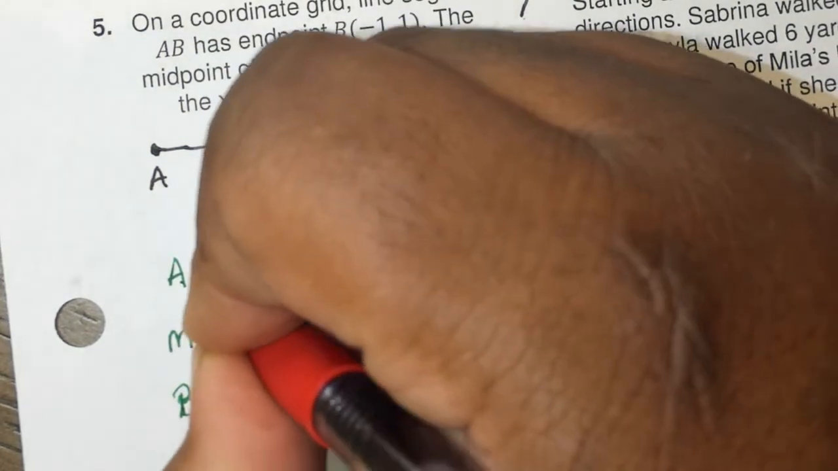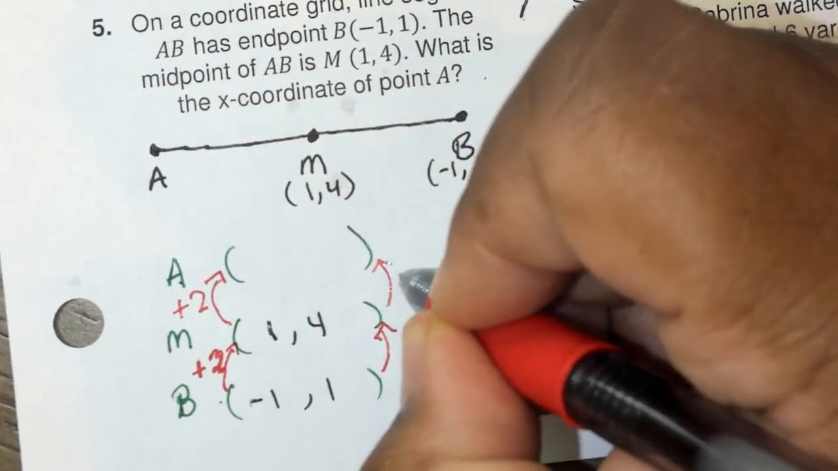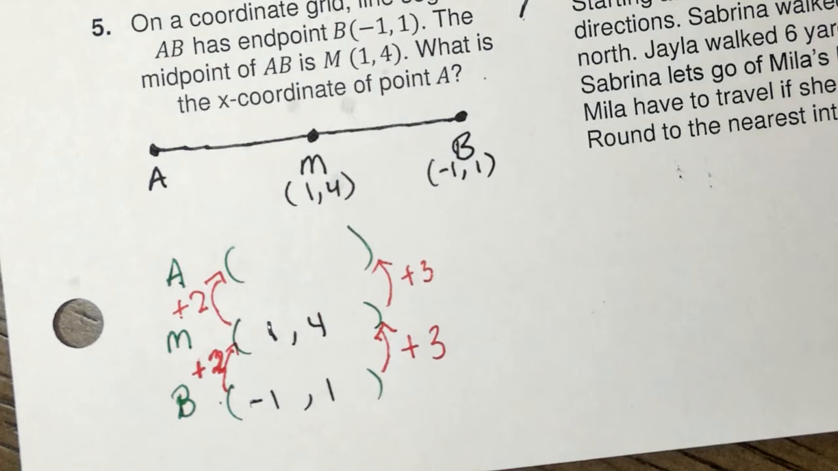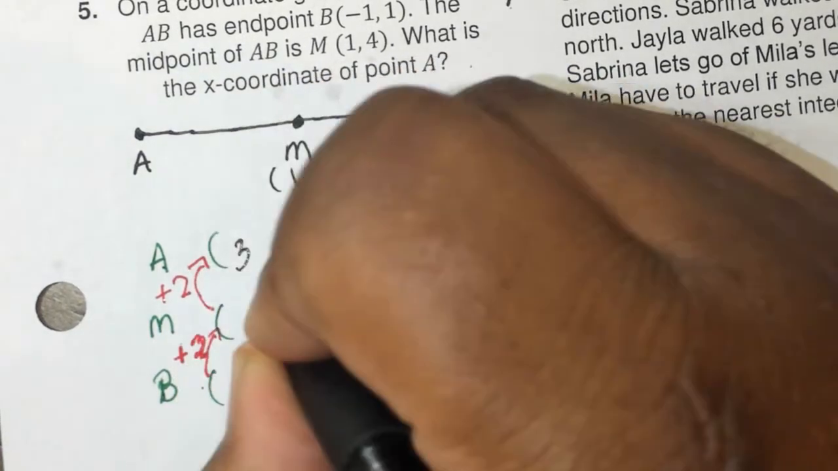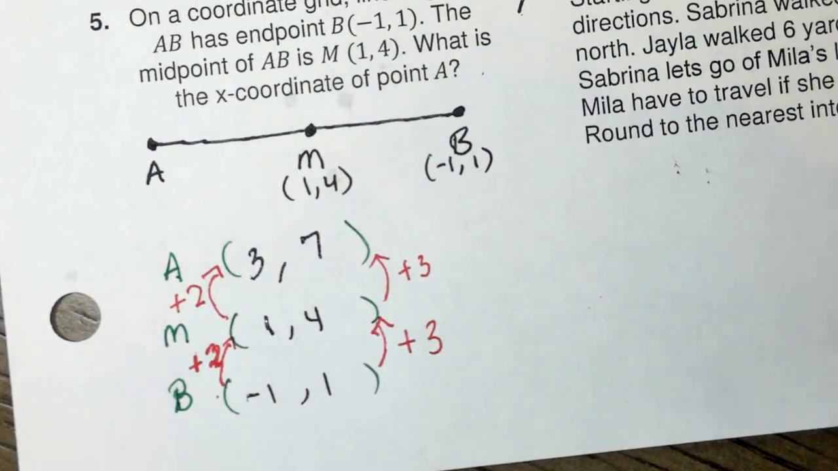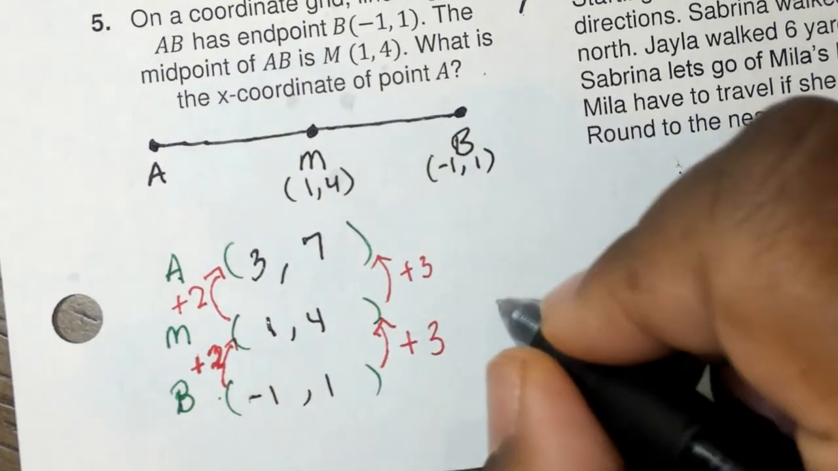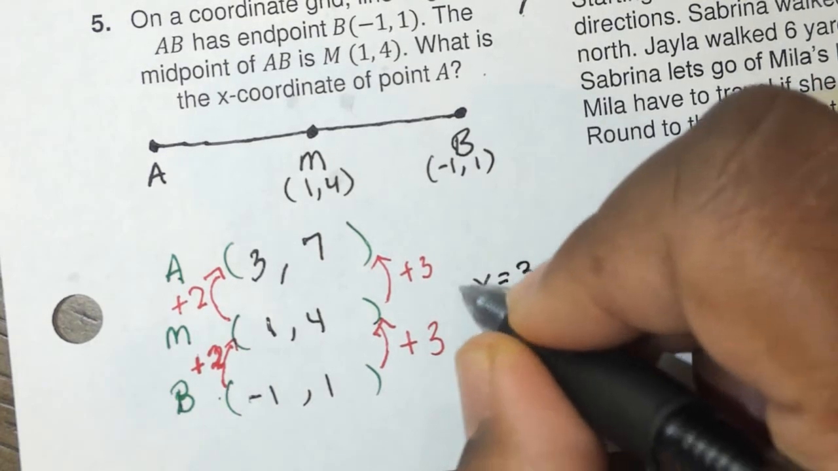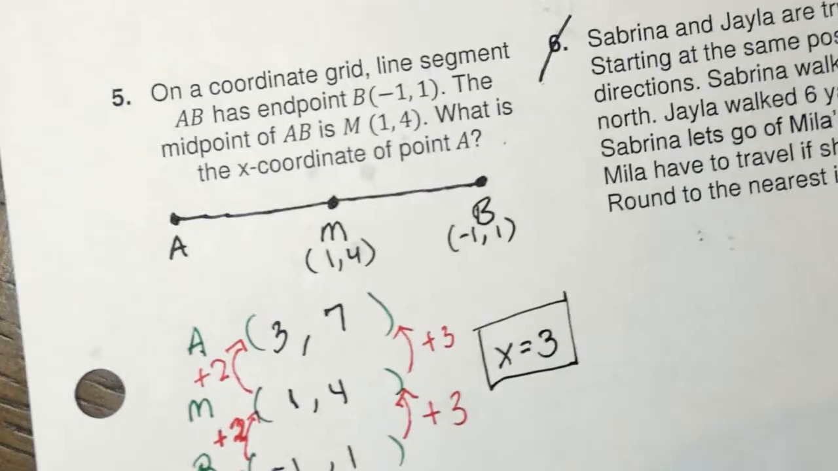So I just need to apply that same thing to M to get A. One plus 2, obviously 3. 4 plus 3, 7. So that's my coordinates for A. They asked me what the x coordinate of point A was. So out to the side here, I'm going to say x equals 3. Easy work. Like I said, number 6, we deleted that, so don't worry about that.